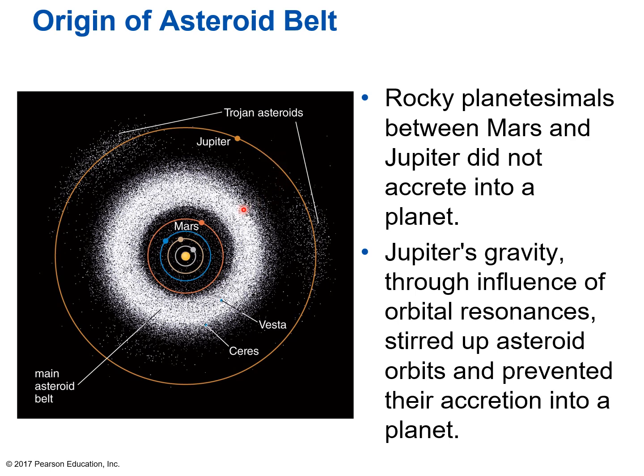But think of the asteroid belt as a planet that was trying to form, but it had gravitational tugs between the Sun pulling in one direction and Jupiter pulling in the other direction. And Jupiter, because of its great mass, had a lot of gravitational tug. There just wasn't a stable enough orbit for a planet to form. And so it was left as these planetesimals that never came together. Jupiter's gravity, through influences of what's called orbital resonances, stirred up the asteroid orbits and prevented their accretion into a planet.